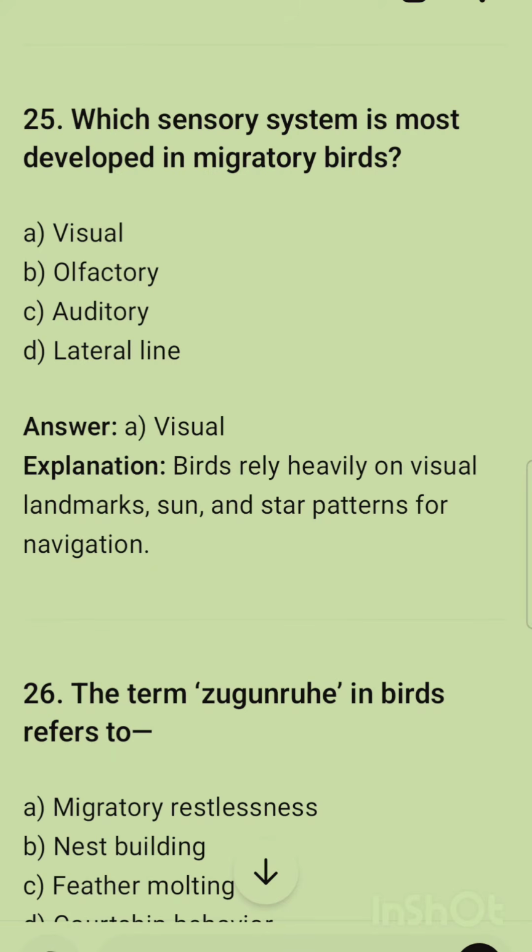25th question is which sensory system is most developed in migratory birds? The correct option is visual. Visual sensory system is most developed in migratory birds.